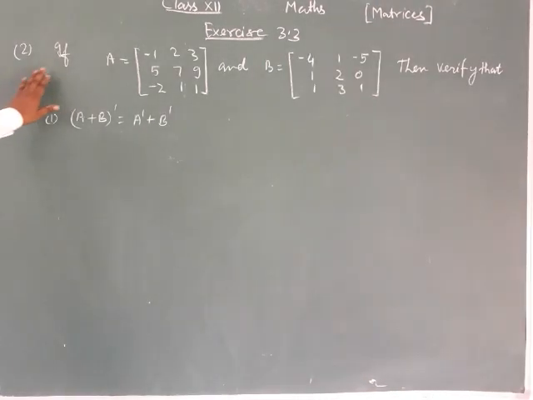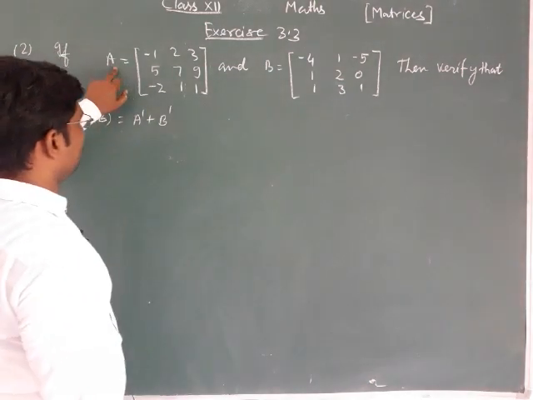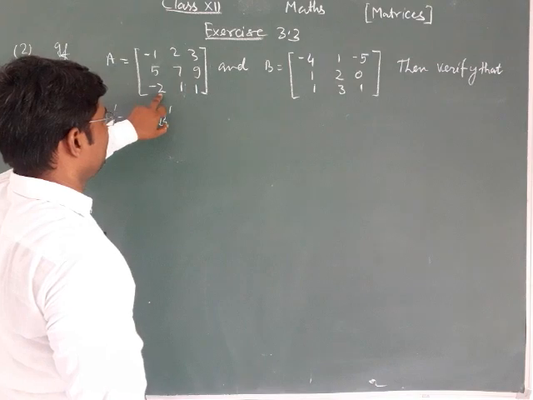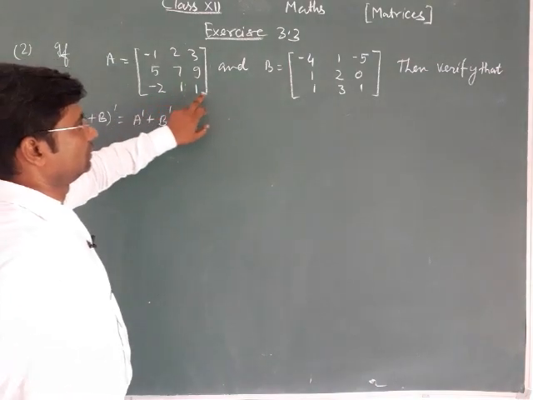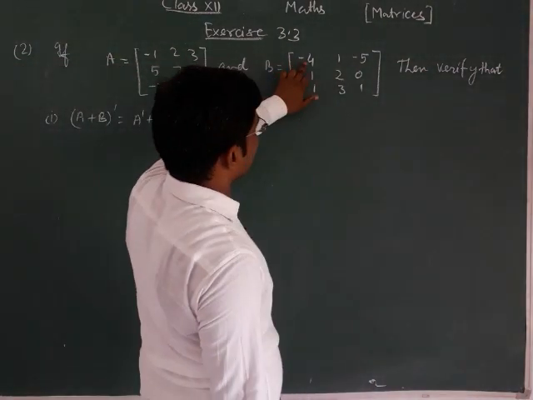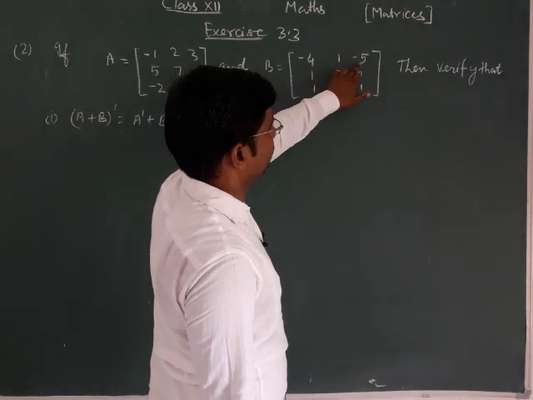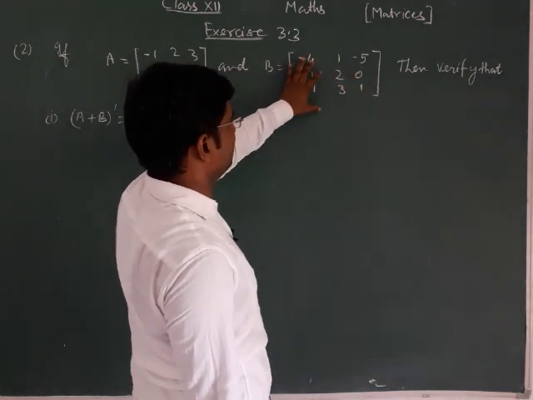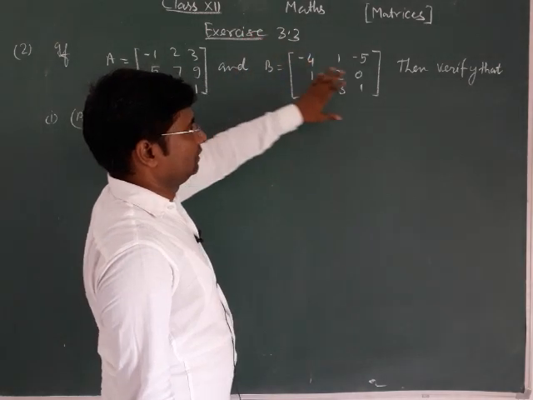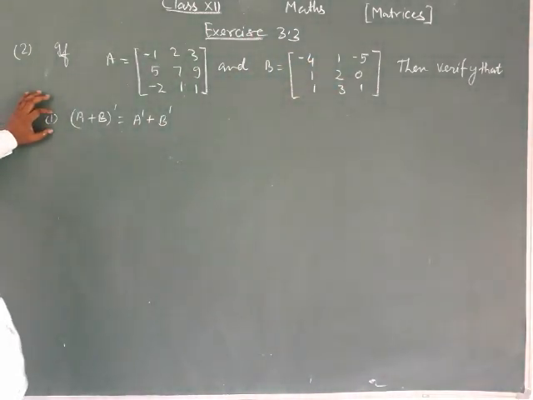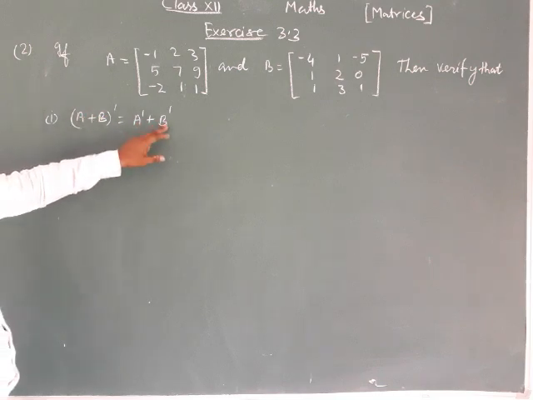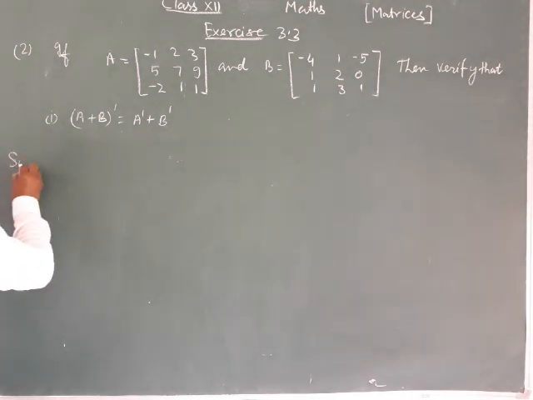Question number 2. If given matrix A has elements minus 1, 2, 3, 5, 7, 9, minus 2, 1, 1 and B has elements minus 4, 1, minus 5, 1, 2, 0, 1, 3, 1, then verify that transpose of A plus B is equal to transpose of A plus transpose of B. Now the solution of this question.